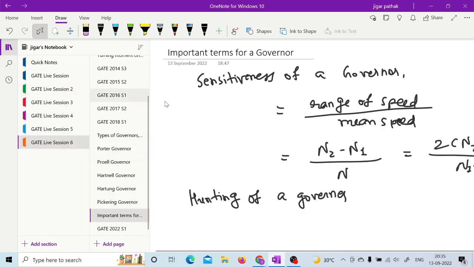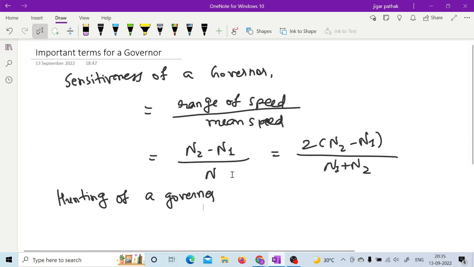Sir, is hunting good? No, hunting is not good. It should be avoided, because otherwise your sleeve will wear, because a continuous movement of the sleeve will be there. It gets worn, and you cannot have that equilibrium speed, which is actually ideal, right? It should keep running at that equilibrium speed. So hunting of a governor should be avoided, right?